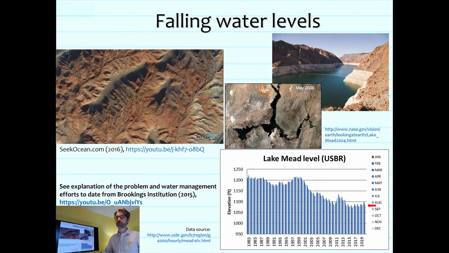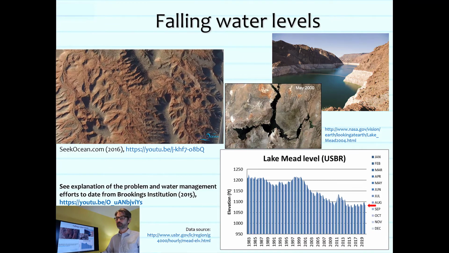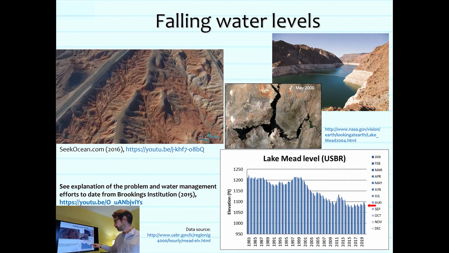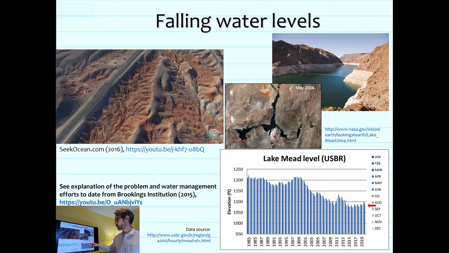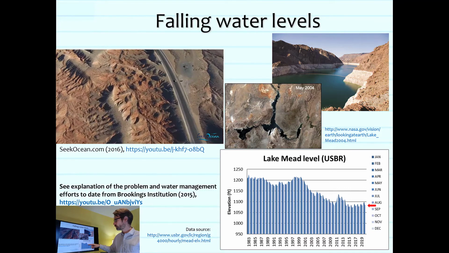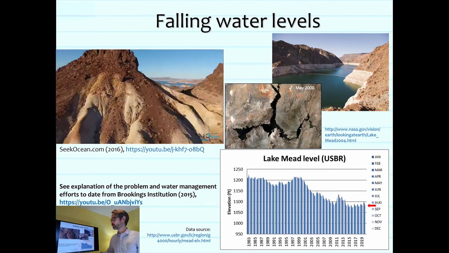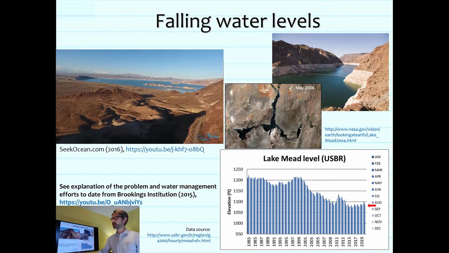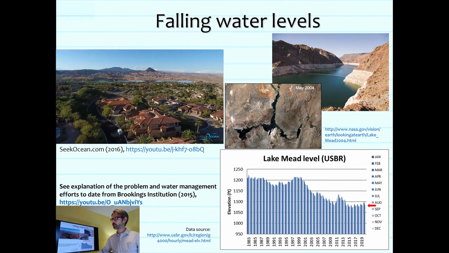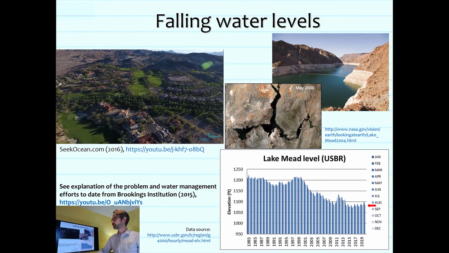Lake Mead has experienced pretty significant falling water levels over the past, well, 20 years anyway. Here you can see the level in 2000 when it was right up about here. Fairly full at that point. Down to 2004 when they started to be concerned about falling water levels, and then it reached a minimum around 2014 or 2015, which is when there was a lot of discussion about Lake Mead water levels. So you can see an explanation of the problem and their water management efforts to date in this video from the Brookings Institution. I recommend watching it.